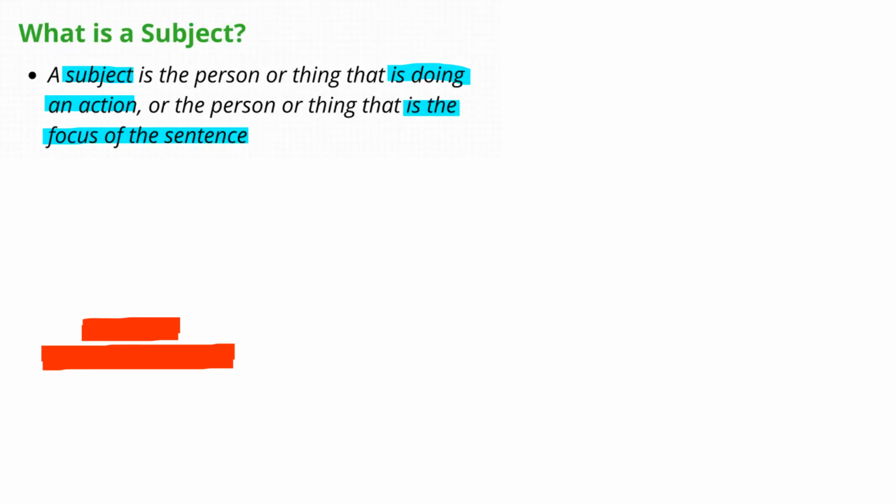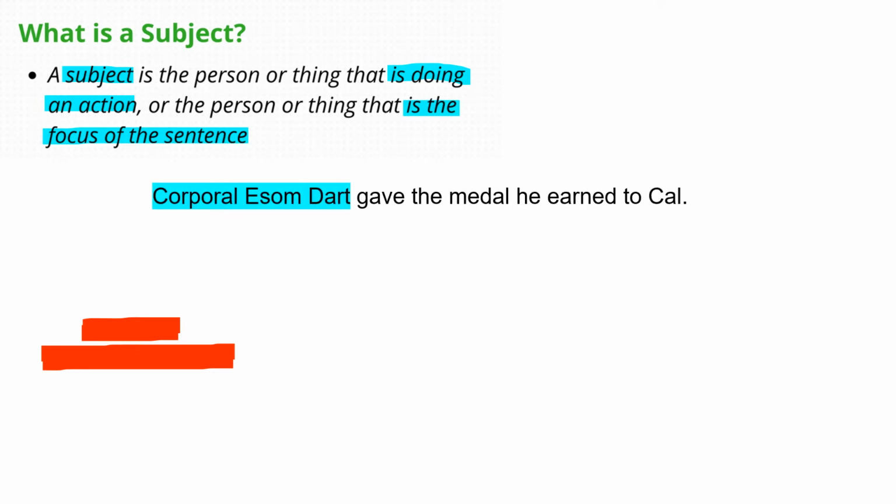Before we go much farther, let's review what a subject is. So a subject is a person or thing that is doing an action, or the person or thing that is the focus of the sentence. For example, in this sentence, Corporal S.M. Dart gave the medal he earned to Cal. This sentence's subject is Corporal S.M. Dart because he is the one who is doing the action. He is the one who gave the medal.